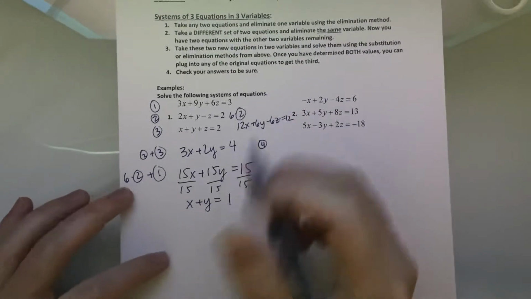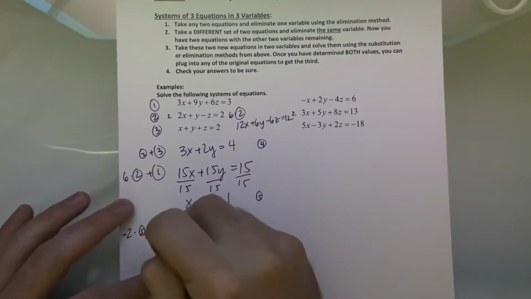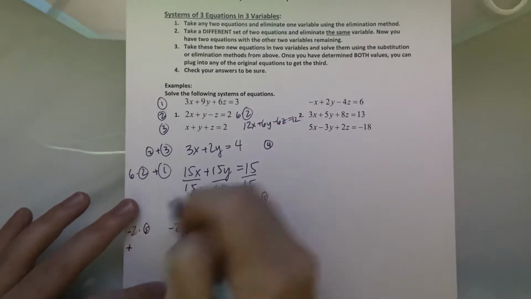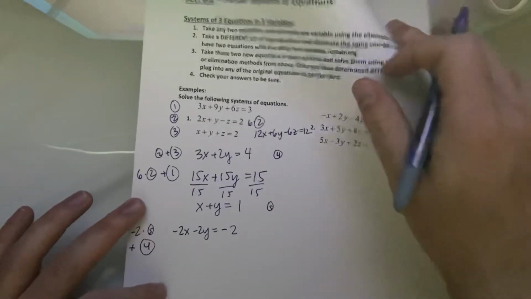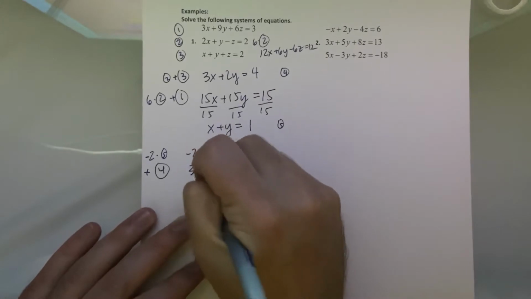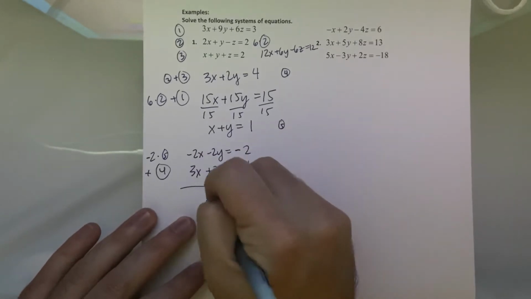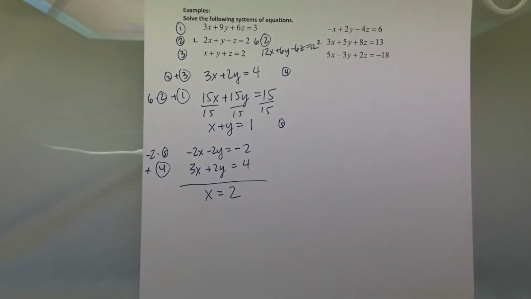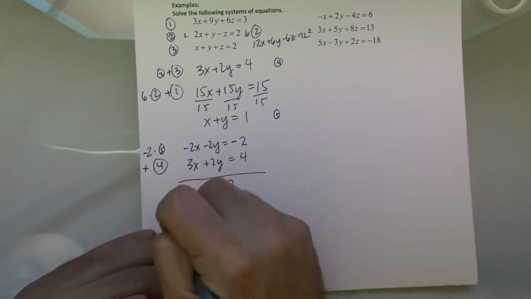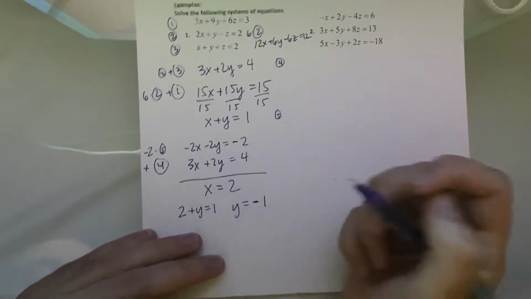So in order to get these to line up, I'm going to take negative 2 times equation 5. So that's negative 2x minus 2y is negative 2. And add it to equation 4. Equation 4 is 3x plus 2y equals 4. When I add these together, I get x equals 2, because the y's are gone. Okay, I have x. I can plug that back in to find y. So 2 plus y equals 1. Subtract 2, you get y is negative 1.